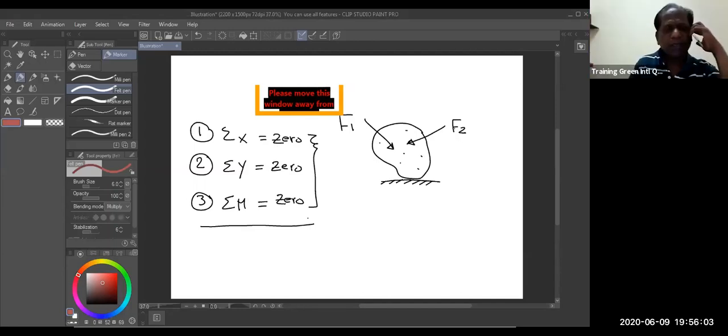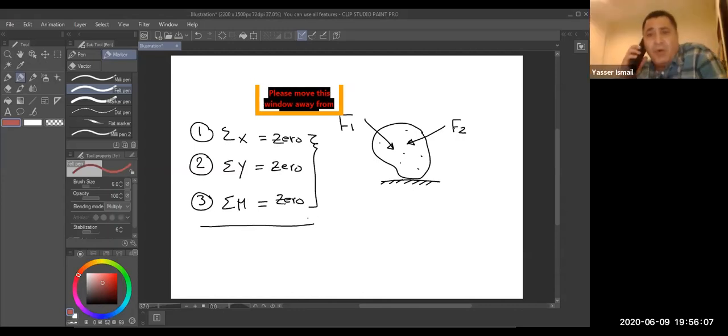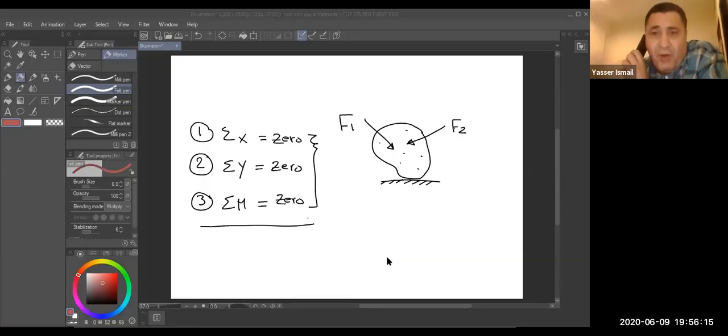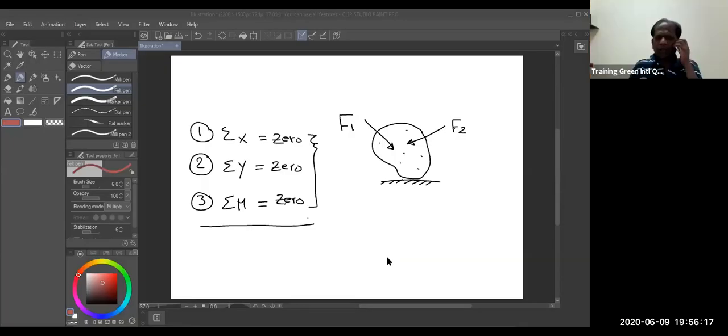Screen is not appearing. Cannot hear you. Oh, I am already sharing. I already shared. You're not seeing the screen? I am sharing already. Now all of you see it? Yes, now we can see.